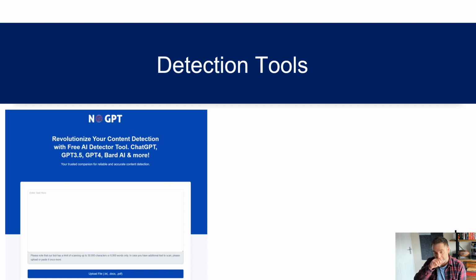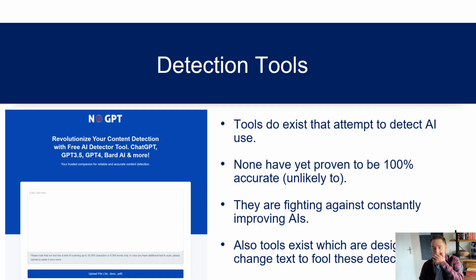So ways of detecting AI use. There are detection tools, like Turnitin, NoGPT, there's quite a lot of them. They do exist, and you obviously are welcome to use them should you want to. But the key thing to understand is that none of them are 100% accurate.